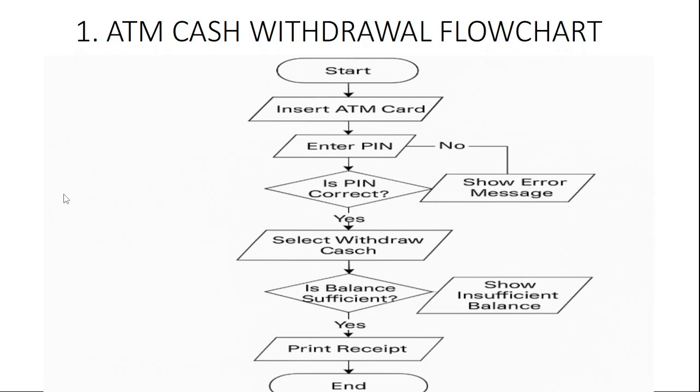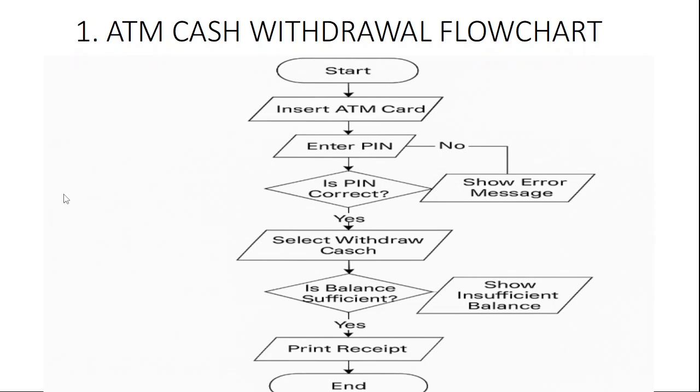Then after that, is the balance sufficient? We are going to check for another condition, if the balance is sufficient or not. If the balance is sufficient, then dispense the cash and print receipt. If the balance is not sufficient, show error message. Do you get the logic behind that?